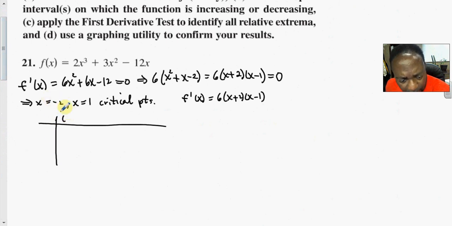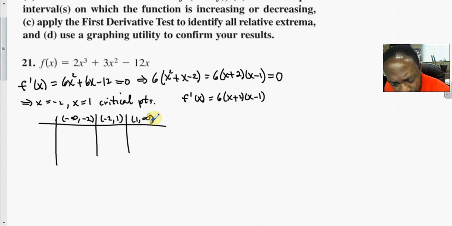So based on the critical values, the intervals are going from negative infinity to negative 2, just counting from less than to greater, and then from negative 2 to 1, and then from 1 to positive infinity. Here we test f prime. We test its sign. So from negative infinity to negative 2, let's take any number on the interval. Let's take negative 5. Plug in negative 5 here and negative 5 there. We get negative times the negative.